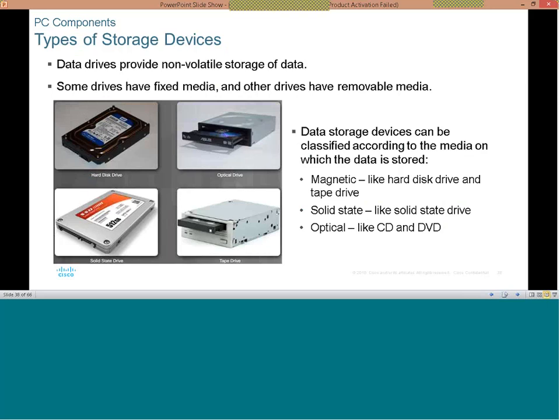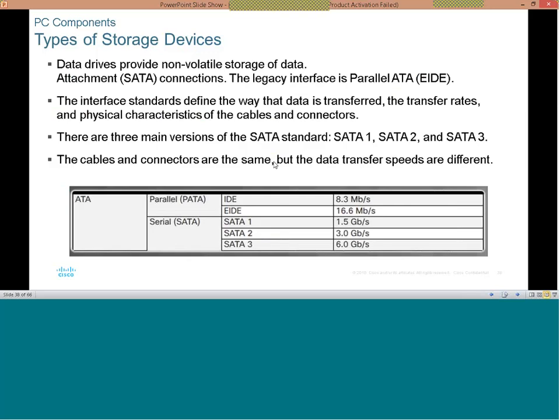So the storage types we have, you can see from here, are the hard drive and the optical drive. Here you can get some CDs and burn some of the data, save them. We have the solid state drive, which is smaller but compacted. And then you have the tape drive. So these are different types of storage devices.